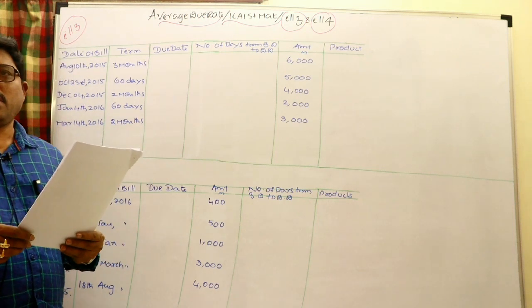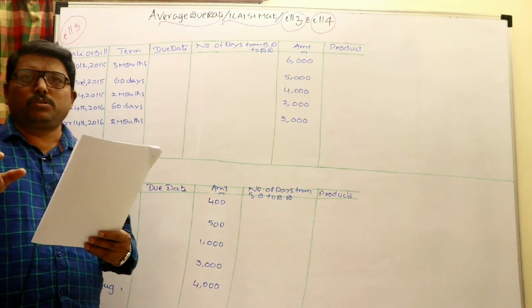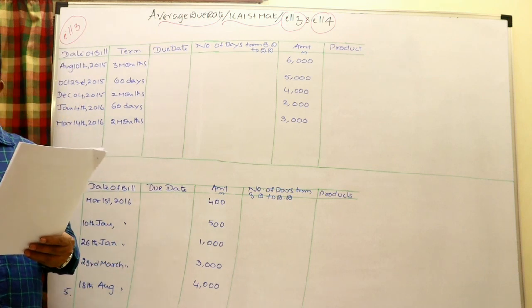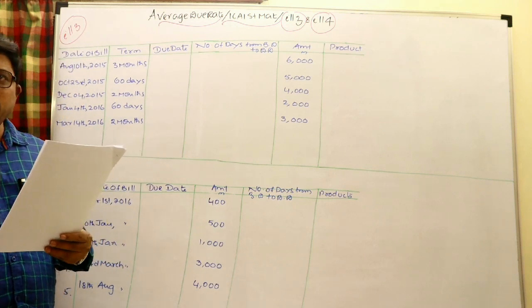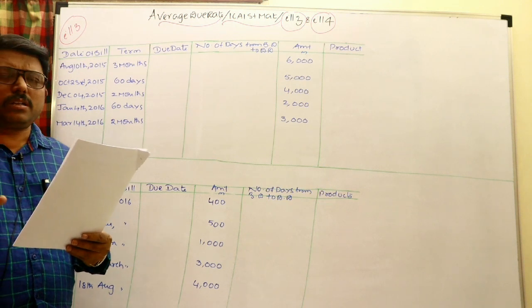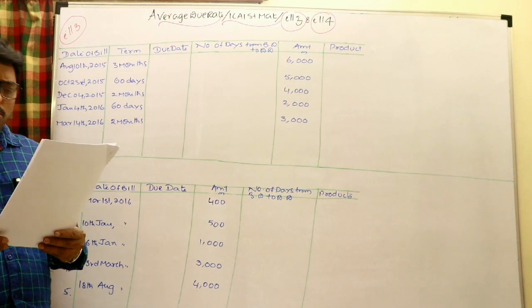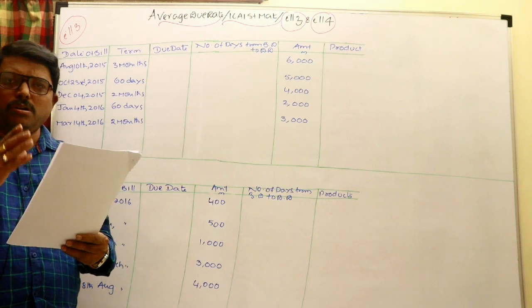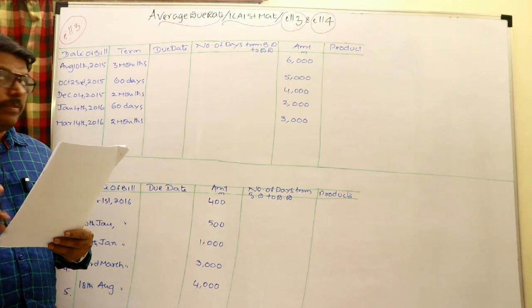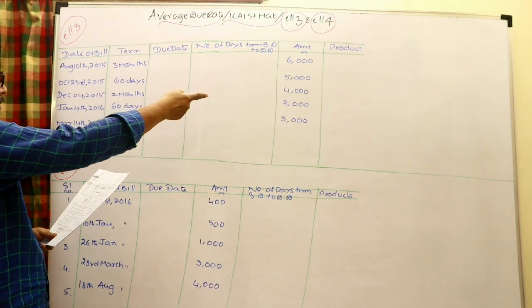If the due date falls on a public holiday, the payment should be made on the preceding day. If the due date falls on an unforeseen holiday, payment should be made on the succeeding day. Otherwise, whatever date the due date falls on, you have to pay the amount on that date. Here the date the bill was drawn, the term of the bill and the amount are given.